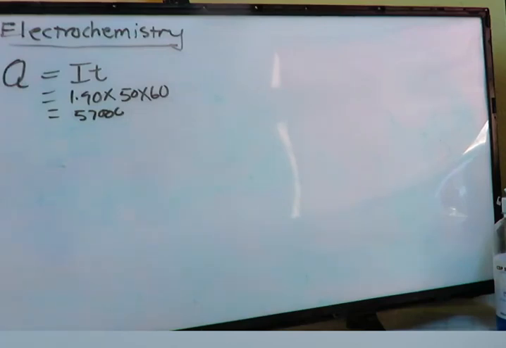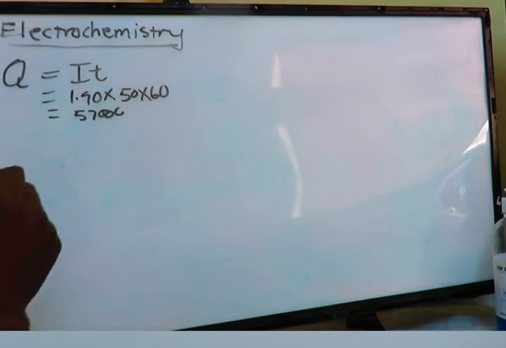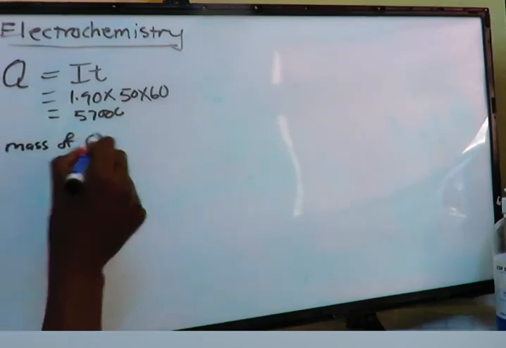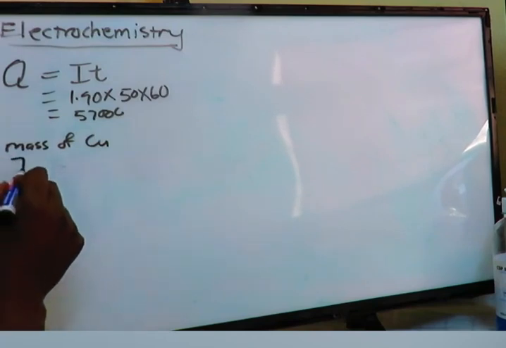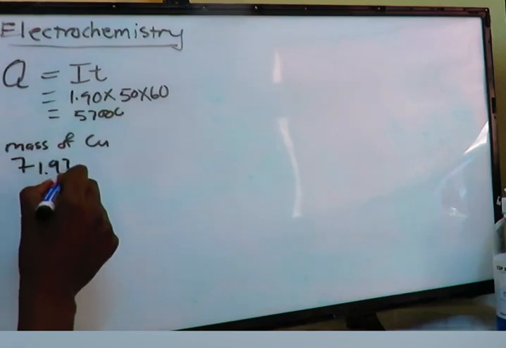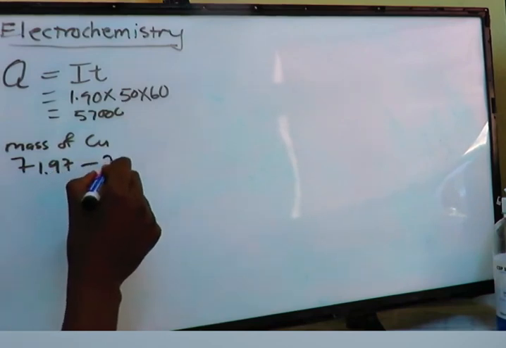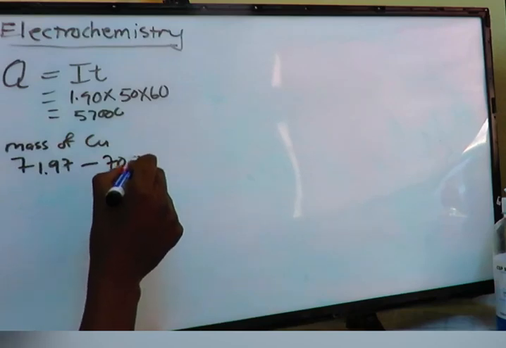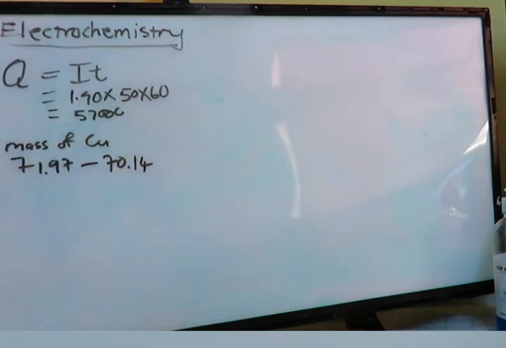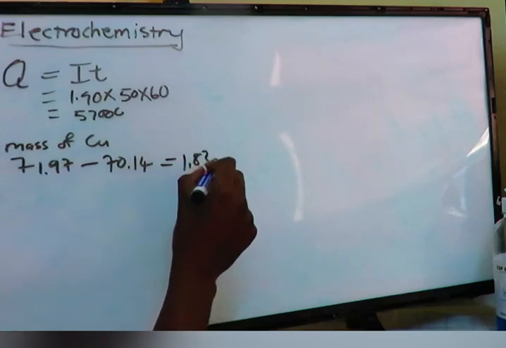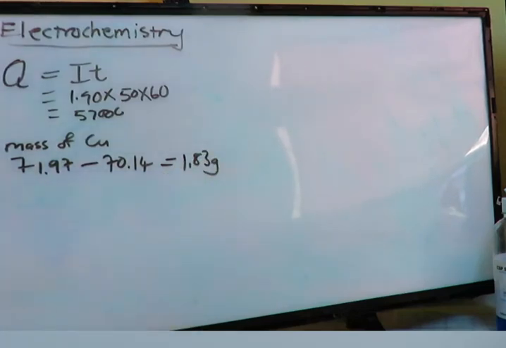And when we passed that charge, we are told that the mass of copper changed from 70.14 to 71.97. So that's a change of 1.83 grams. So in other words, in order for us to deposit 1.83 grams of copper, we required 5,700 coulombs.